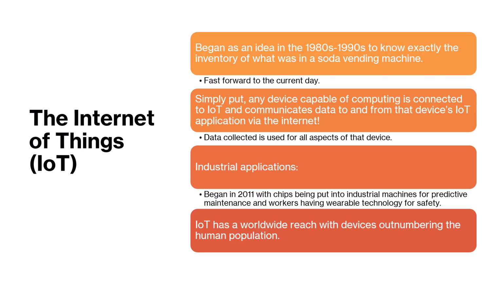The IoT, Internet of Things, like I said, has a worldwide reach already. It's actually outnumbered the human population. It's been outnumbered since 2008. I think the current day number of Internet of Things devices is somewhere in the 10 billions, if not 20 billions worldwide. The reach is kind of incredible, really.